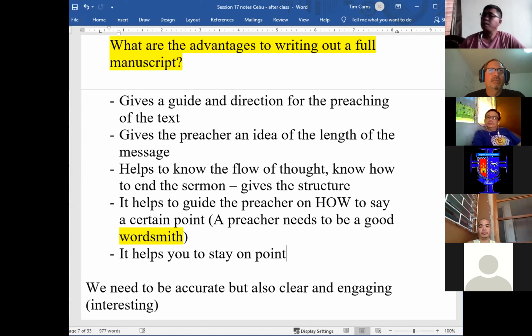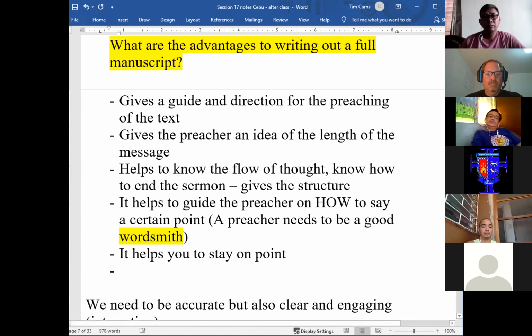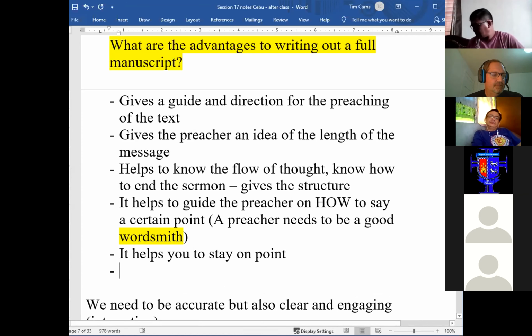Any other thoughts, advantages? Dr. Tim, excuse me. Yes. Thoughts or concerns or comments about preachers who keep reading the whole manuscript for the whole sermon? What do you think? Yeah, we're going to talk about that. That's actually when we get to pulpit notes. Yeah, reading your manuscript's not a good idea.